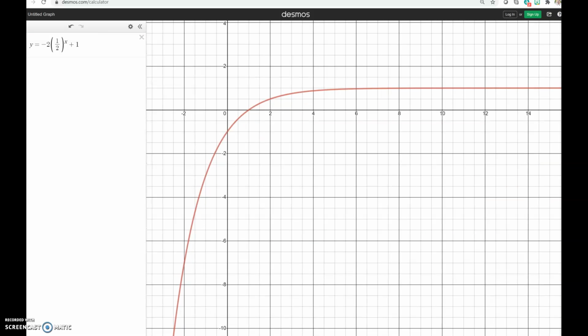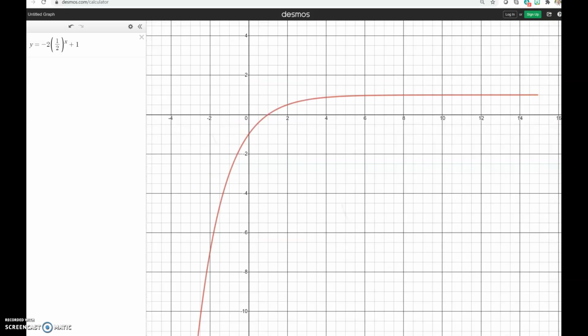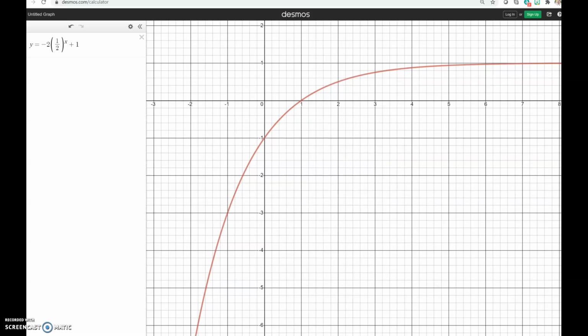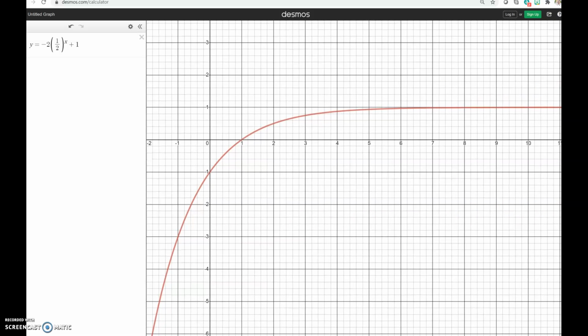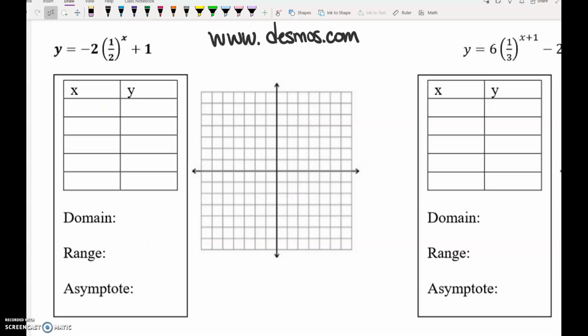The cool thing about your touch screens is that you can move this around however you want to better see it. So you can definitely see on this graph that it has an asymptote at +1. It says +1 at the end, the asymptote is y equals +1. Also, the negative has flipped that graph, so it's below the asymptote. So if I go back to our notes, some things that I want to notice. This +1 means that our asymptote is y equals 1.